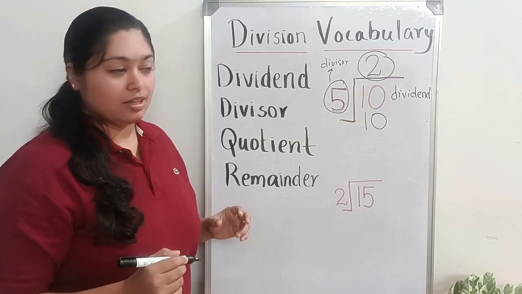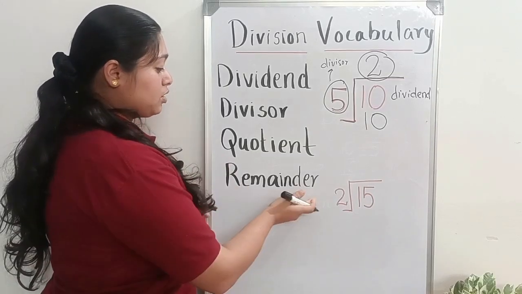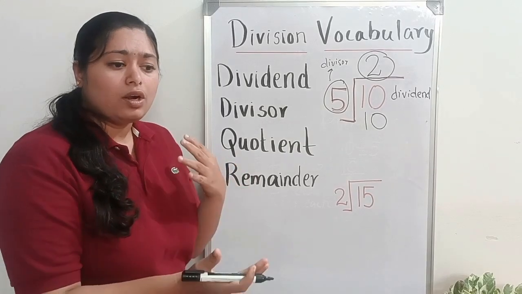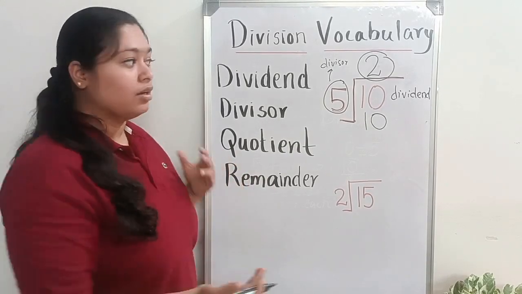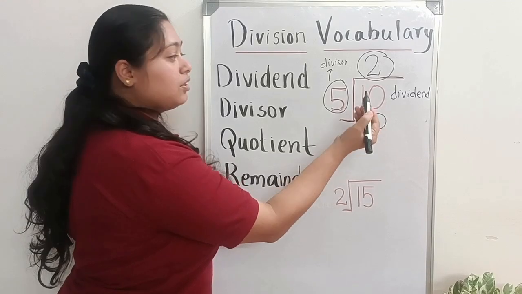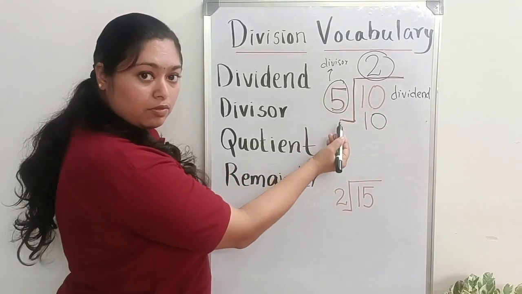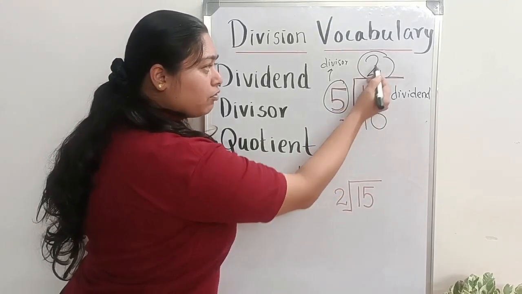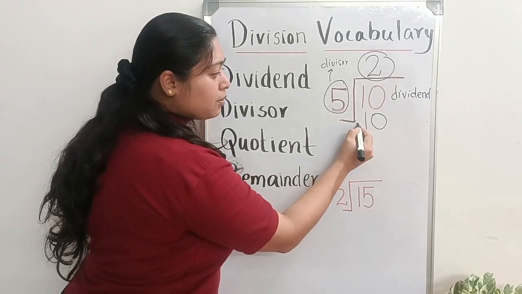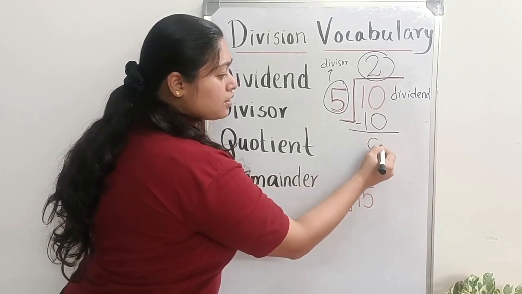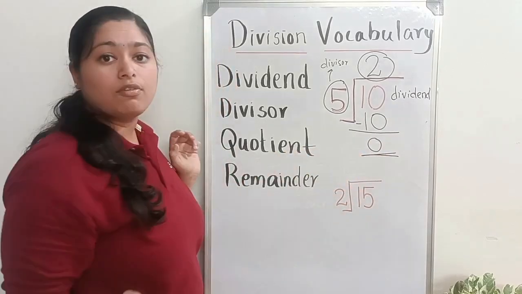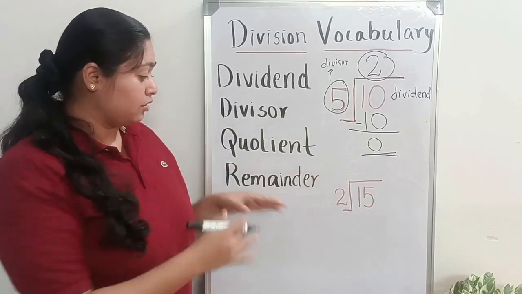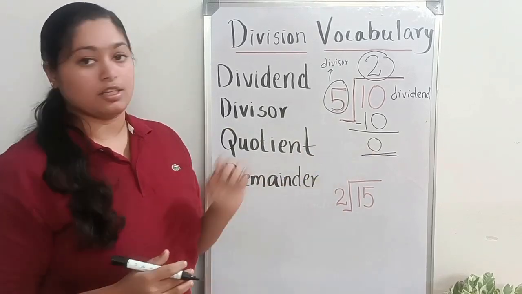I hope that's clear. Now let's come to the last word, remainder. So remainder means what is left after the grouping. Let me take the same example of the 10 sweets. You divided among your 5 friends. Each one of you got 2, and 5 times 2 is 10 itself. Let's subtract them. Nothing is left. No sweets left with you anymore, which means nothing is left. So the remainder is 0.